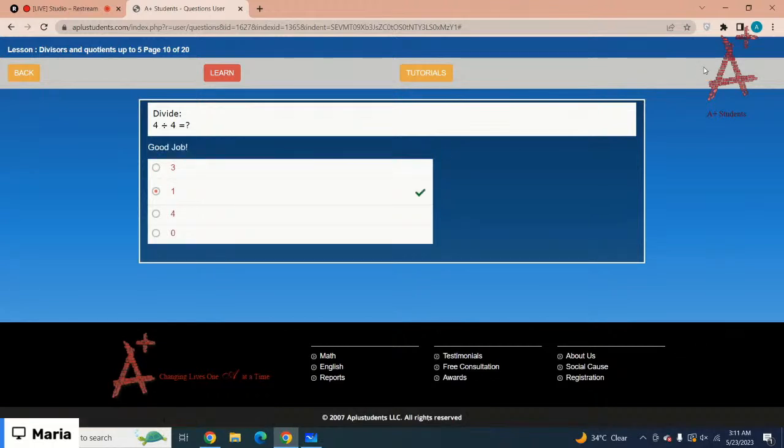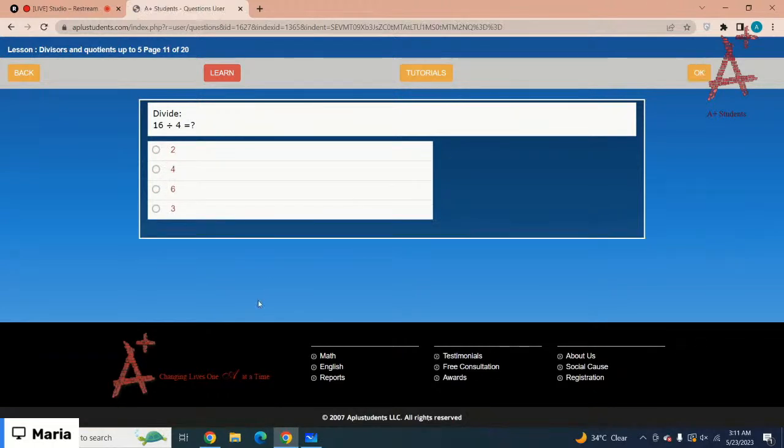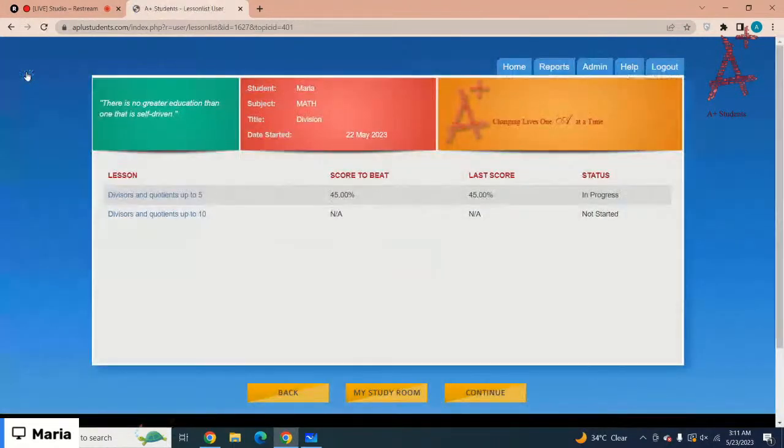Okay, you can complete the test by yourself later today. Let's move on to the next lesson. The next lesson is divisors and quotients up to 10.